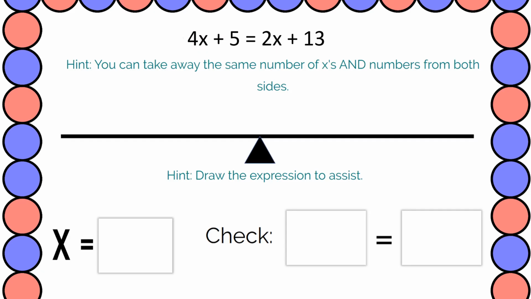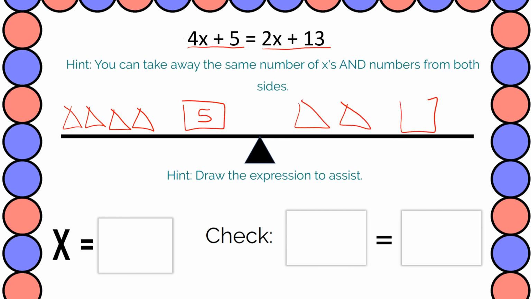In this equation, I have 4x's plus a 5 is equal to 2x's plus 13. So I'm going to draw this out to make it easy. 4x's plus 5 is on the left hand of the equal sign. So let's draw my 4 unknowns. And I know there's a 5. On the right hand side, I have 2x's, 2 unknowns, and I know there's a 13.